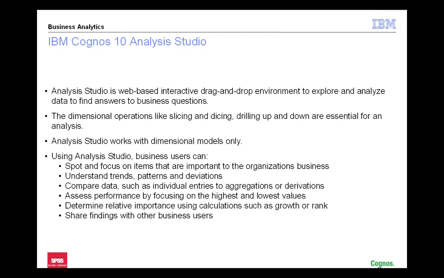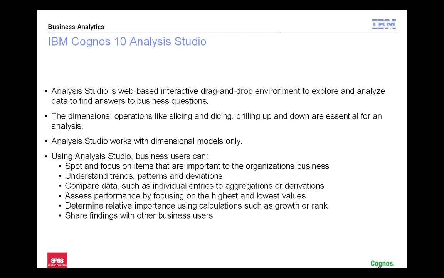They can assess the performance by checking the highest and lowest values. You can highlight the highest and lowest values and then check. Okay. You can determine the relative importance using calculations. Okay, so relative importance means one particular entry is more than the other. In which way? Maybe you are going to take a weighted average of it, so that you understand that the entry for A gives me more returns than the entry of B. That's how it's done. So there are things called growth and rank which help you in this regard. Okay, you can always share your findings with other business users.